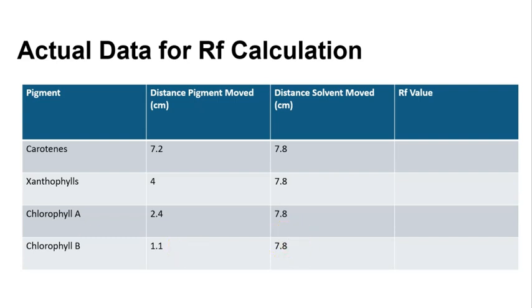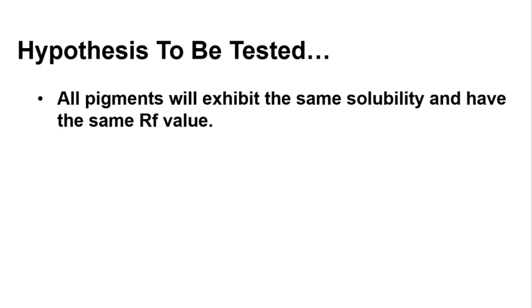So you'll then take those data, put it into a data table in Excel, and then create a simple bar graph out of the pigments and the RF values. So the hypothesis to be tested in your lab report will be that all pigments will exhibit the same solubility and have the same RF values.